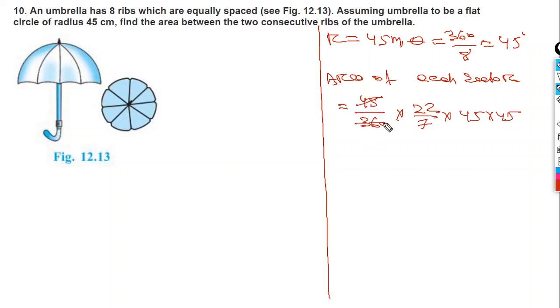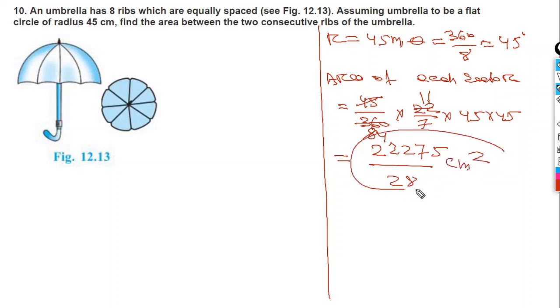45 into 8 is 360. Here you can also write 11. Then here it will be 4. So now you have to multiply 11 into 45 into 45 divided by 28. I have multiplied it earlier, it will be 2,275 divided by 28 centimeter square. So this is the area of each sector.